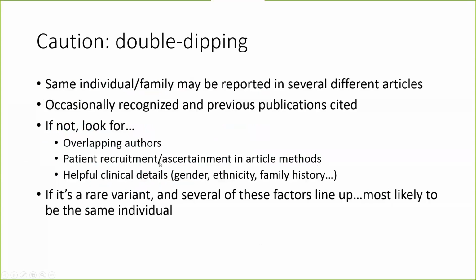And then finally, if the stars seem to just be aligning way too consistently with respect to clinical details, if gender is aligning, the age of diagnosis, ethnicity, if family history features are all seeming to really be aligned among multiple publications, and it's a rare variant. And again, if several of these factors line up, most likely it's the same person that's being reported multiple times versus separate individuals that just all have the same variant and similar clinical features.